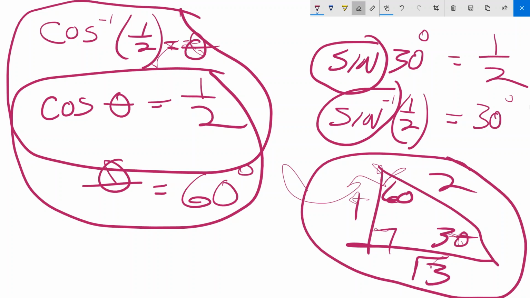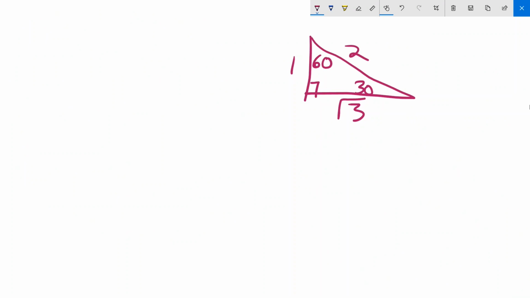Okay, let me give you a couple of others. I'm going to draw the two most common triangles that come up all the time that they want you to know. You just have to memorize these. One is the 30-60 triangle, the other is the 45-45. Both right triangles. These are the dimensions. Okay?